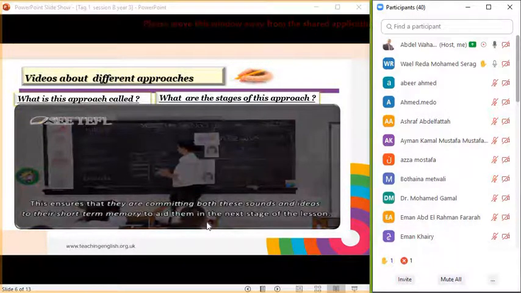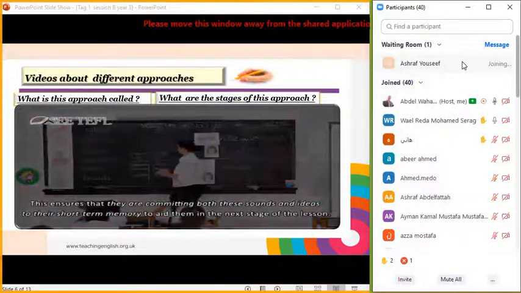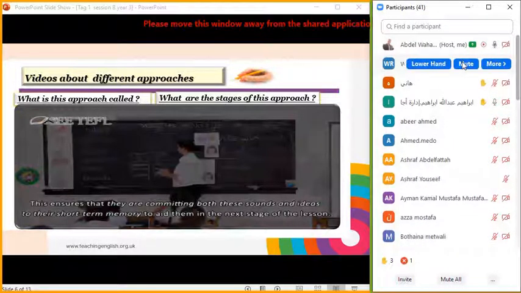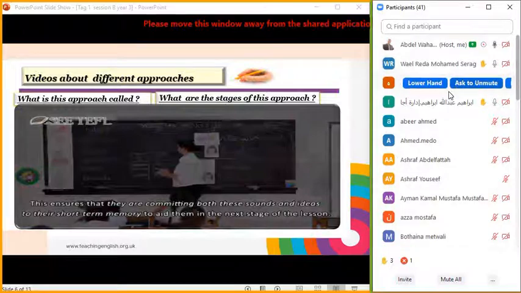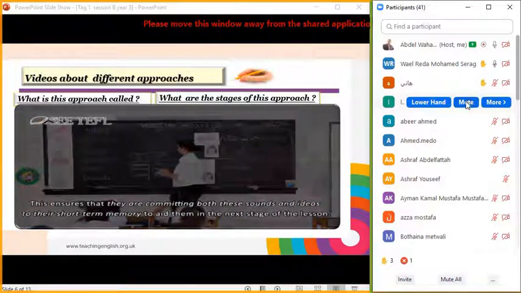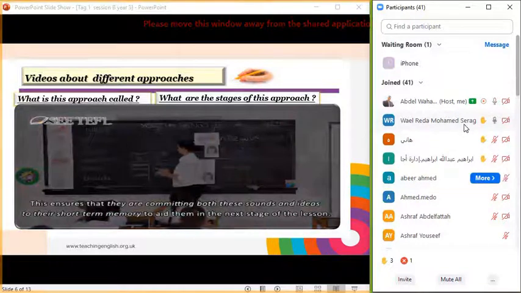From the last approach, we called it BBB or TTT or guided discovery. What do you think? What is this approach called? I think this is a deductive approach. I agree with you. What is this called? As I think, grammar and translation.